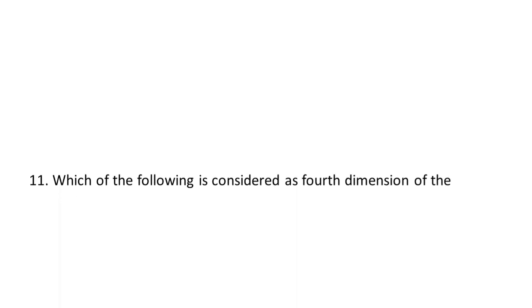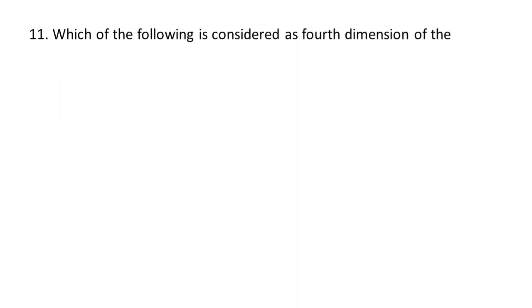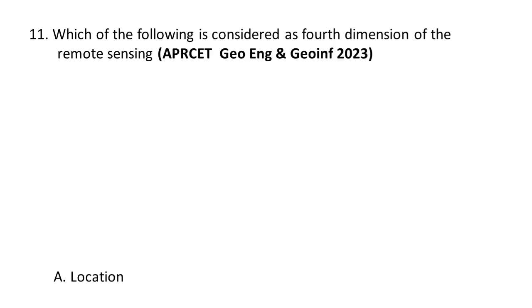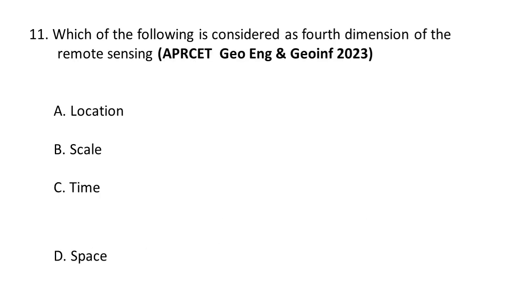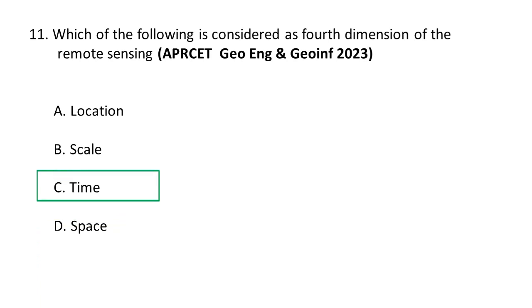Next question. Which of the following is considered as the fourth dimension of remote sensing? Choices are A. Location, B. Scale, C. Time, and D. Space. So the correct option is C. Time. Time is considered as the fourth dimension of remote sensing. Next question.